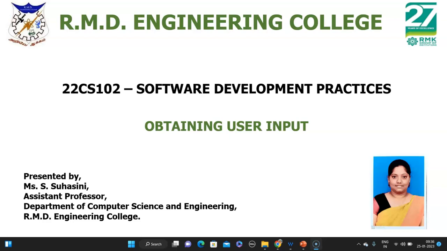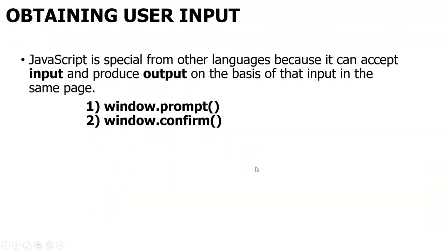In this lecture, we'll discuss the subject Software Development Practices. And the topic which is going to be discussed in this lecture is obtaining user input. So obtaining user input is nothing but when the output is produced with the help of the user's input, and that is called obtaining user input.